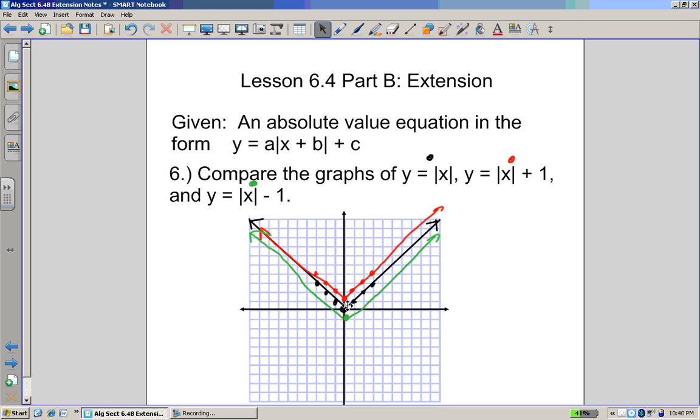And so you can see, even though the red has been very poorly graphed, and the green really too, since I didn't use my vertical line tool, or my straight line tool, you can see that the same thing has happened. The red here has moved it up 1, and the green one has moved it down 1.